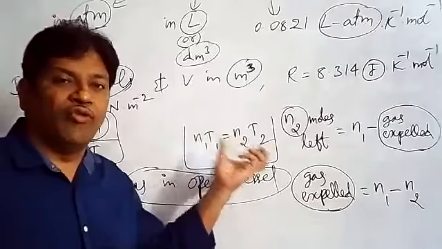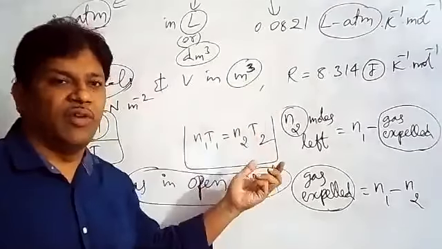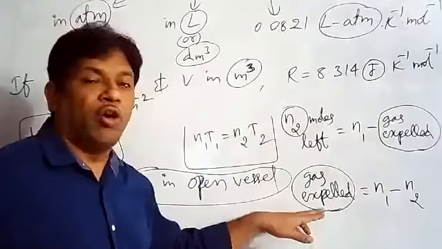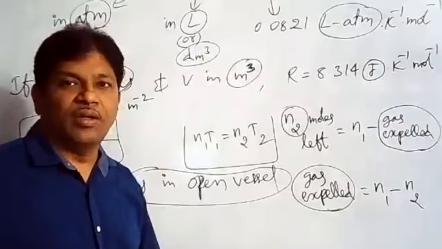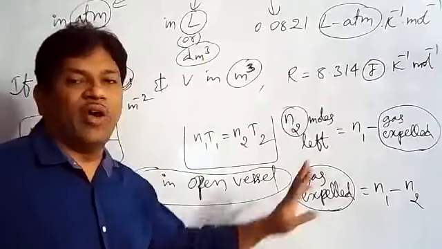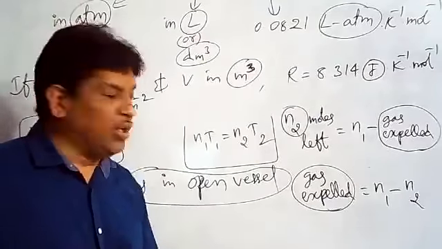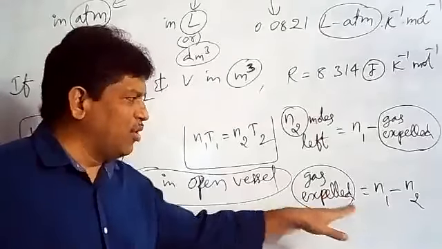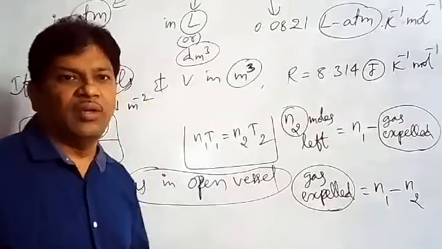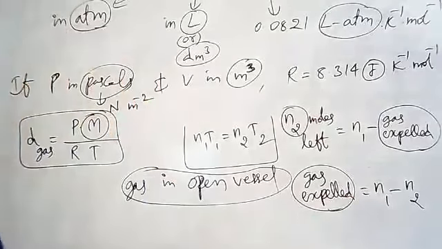Sometimes N2 will be given. How much gas will be left over at T2 temperature will be given to you, and they will ask you to find out how much gas expelled. So gas expelled, we have to get it. Here, gas expelled is equal to N1 minus N2. So this formula, we have to understand. It is the open vessel concept.